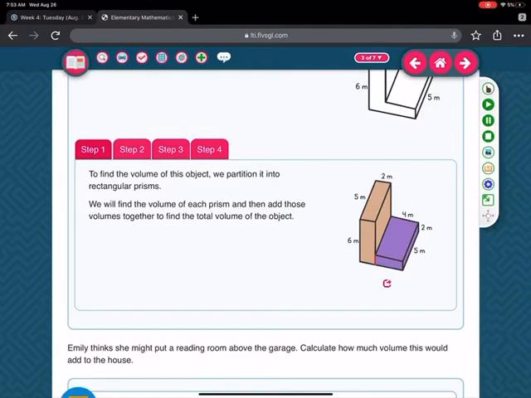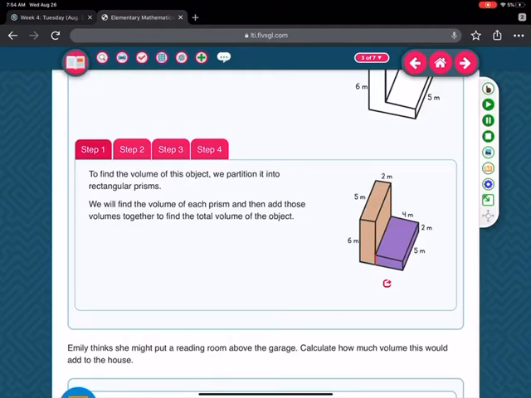Now we know the brown is 60 cubic meters, and we know the purple is 40 cubic meters. So we're going to add those together to get the total volume. Think about what is 60 plus 40. 60 plus 40 is 100. So the total volume of that object is 100 cubic meters.